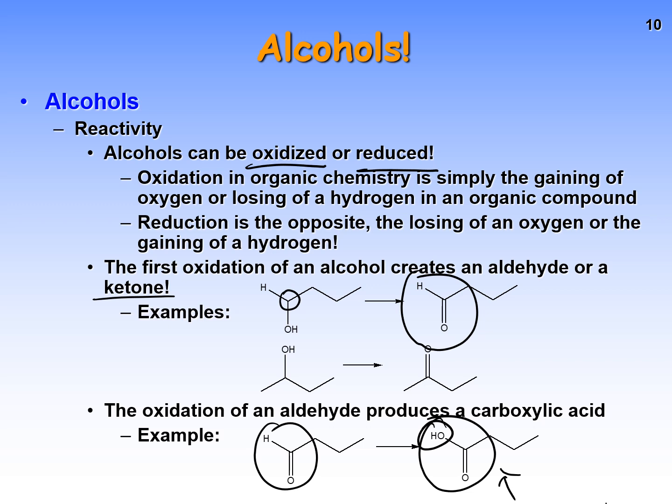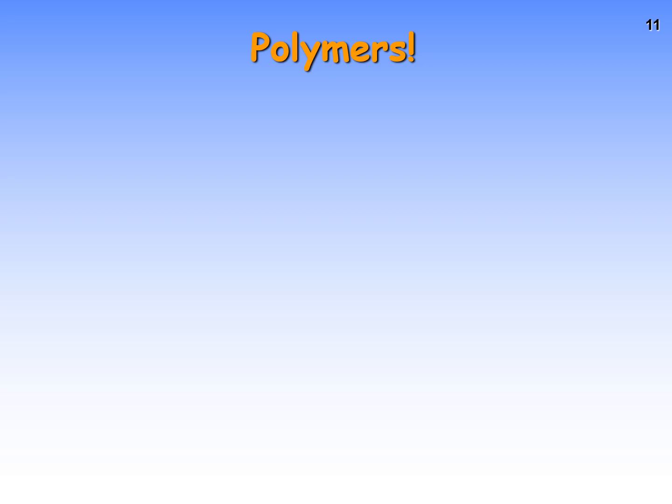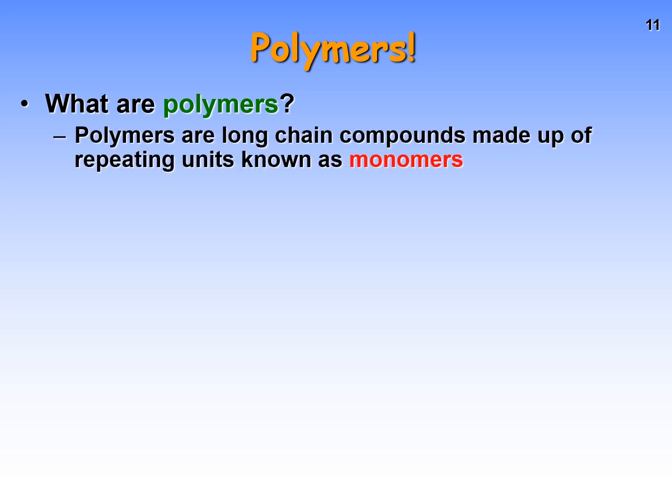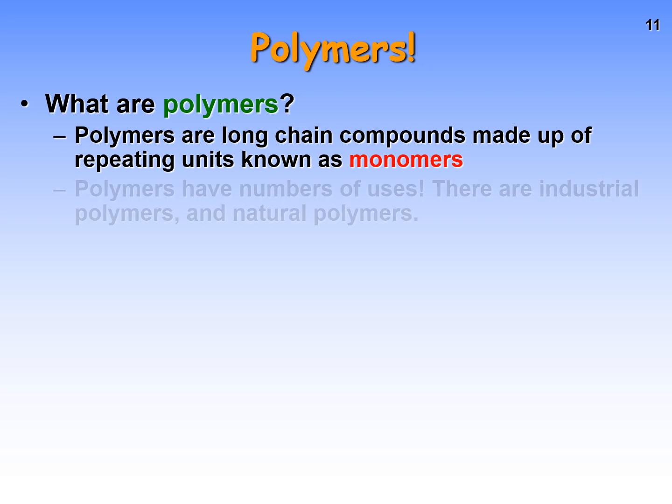All right, so the last topic in organic chemistry we're going to cover is polymers. Now, there are a number of uses of polymers, but what are they? Some of you may have heard of some polymers out there like nylon or Kevlar. Polymers are long chain compounds, usually made up of carbon, but other things as well, which are really kind of neat because they have this repeating unit that just repeats over and over and over again in this long chain. These repeating units are known as monomers.